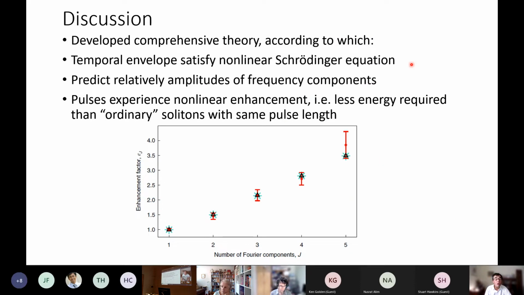What this shows here is the effective nonlinearity compared to that for an ordinary soliton versus the number of Fourier components. The red dots are the experiments, and then the triangles and the snowflakes or the hexagons are theory and numerics. And they're all pretty well on top of each other. The experiment gets quite hard when you go to 5 spectral components, but it's still pretty good.